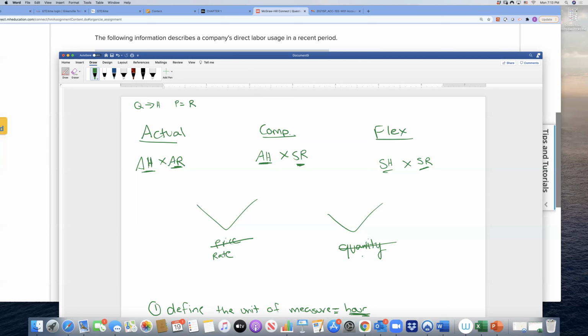And again, we don't talk about the quantity of someone's work. We're really talking about how quickly or how slowly did they work. And this is more our efficiency variance.